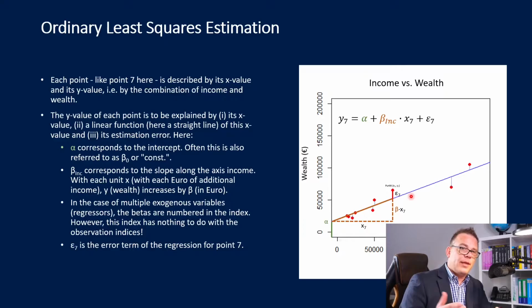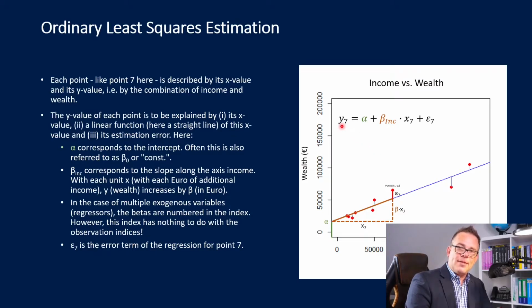We have 9 points here, and I would like to have 9 indices, one for every point. And I take the example of this point. It's the 7th point. That's why I use the index 7 here. Now let us see how I can explain the epsilon value of point 7 with the data that I have.